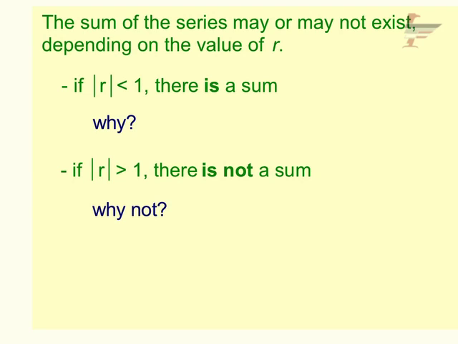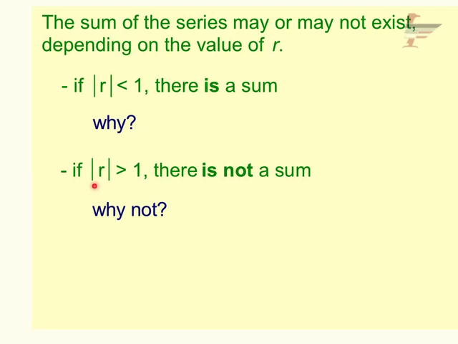So here's something to put in your notes, and we kind of talked about it in the last slide. The absolute value is thrown around the ratio just so that we can stay between 0 and 1. If the absolute value of your ratio is less than 1, then there will be a sum. Why is that? That's because you keep adding smaller and smaller numbers.